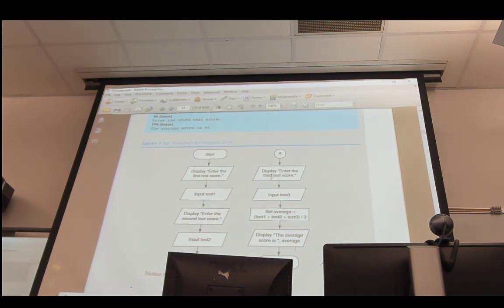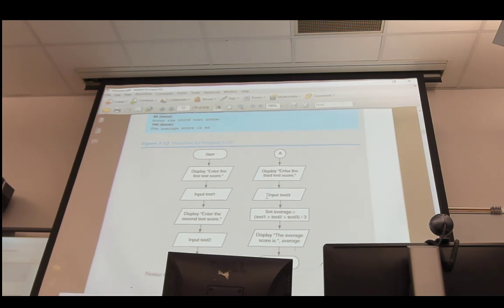But then we got what? Display in a third test score. And then what? That will be cout a third test score. Then we got input test 3. So that would be cin test 3. So now we've collected what? 3 test scores. Each one of them put in what? A different variable. What are the variables? Test 1, test 2, and test 3, right?